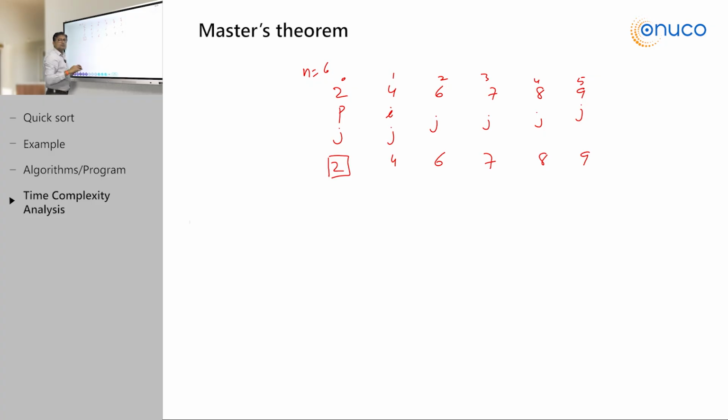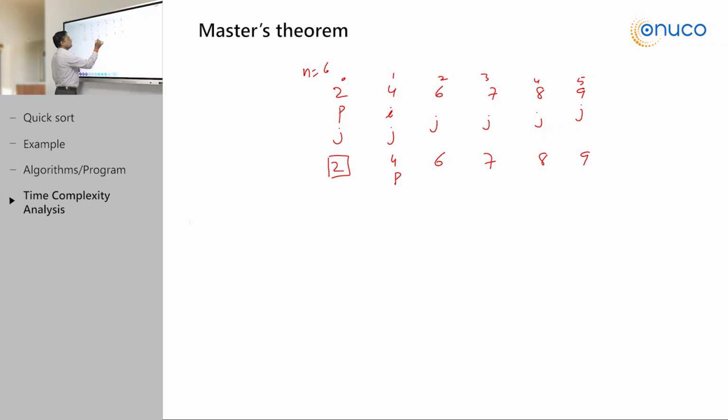Hence, if the elements are in sorted order, we are not able to divide the array into two halves. We are just decreasing the array size by 1. The size of the array was 6, 1 got separated, and the remaining 5 are still in the array, right? So the problem size is just decreased by 1. We are not able to divide the array into two parts.